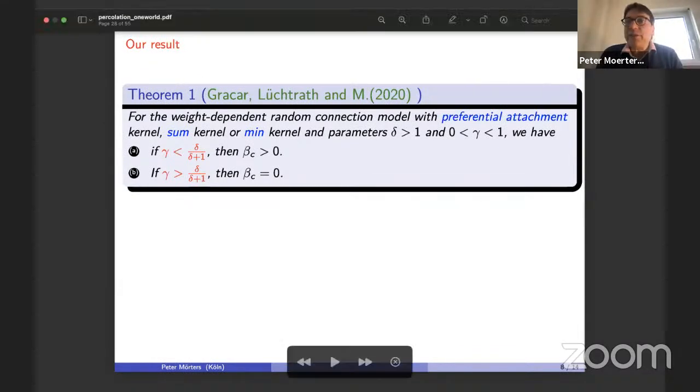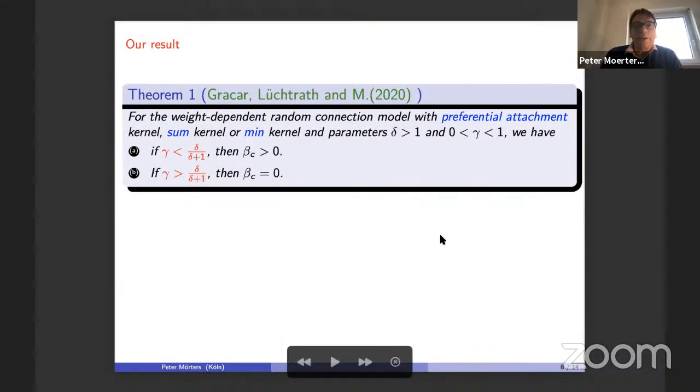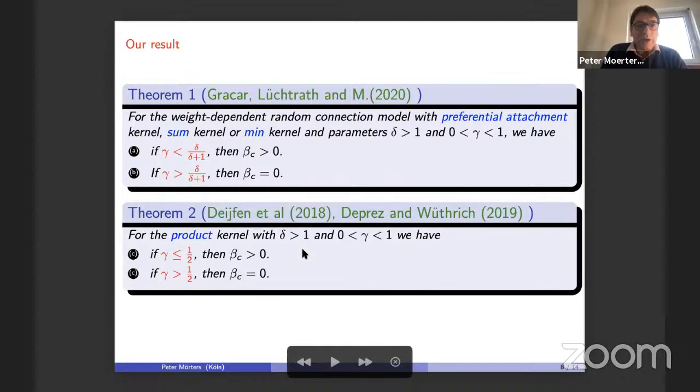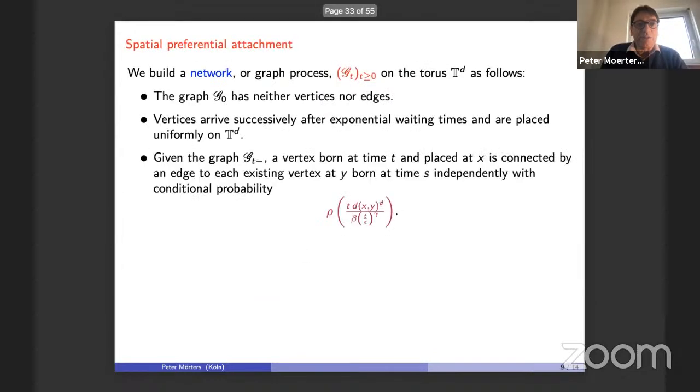In the last 15 minutes, I'm going to tell you about the proof of this theorem here. The theorem says that in these models there are regimes, depending on both gamma and delta, where we have a subcritical phase and where we don't have a subcritical phase. So we start with part B, where we do not have a subcritical phase.